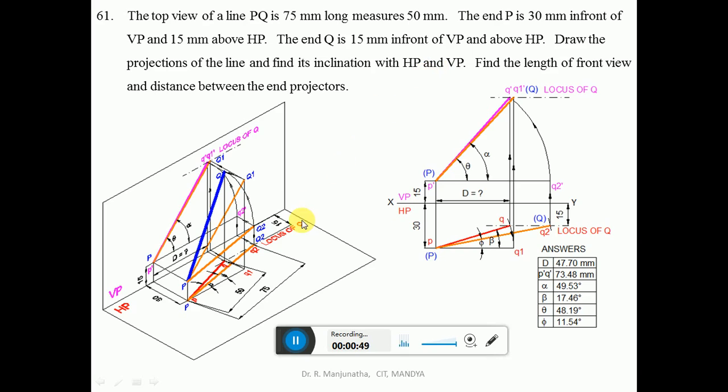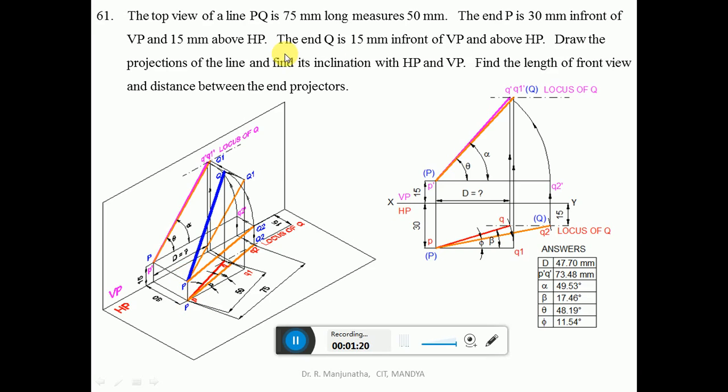Now, the end P is 30 mm in front of VP and 15 mm above HP. So when you look from the front view, you can see the distance above HP. That image is going to be seen in the vertical plane. So you mark this point as small p dash, and this will be above HP by 15 mm. Now when you look from the top view, we can see the distance in front of VP, which is 30 mm in front of VP. So that distance is seen in the horizontal plane when you look from the top view. So that point is going to become small p.